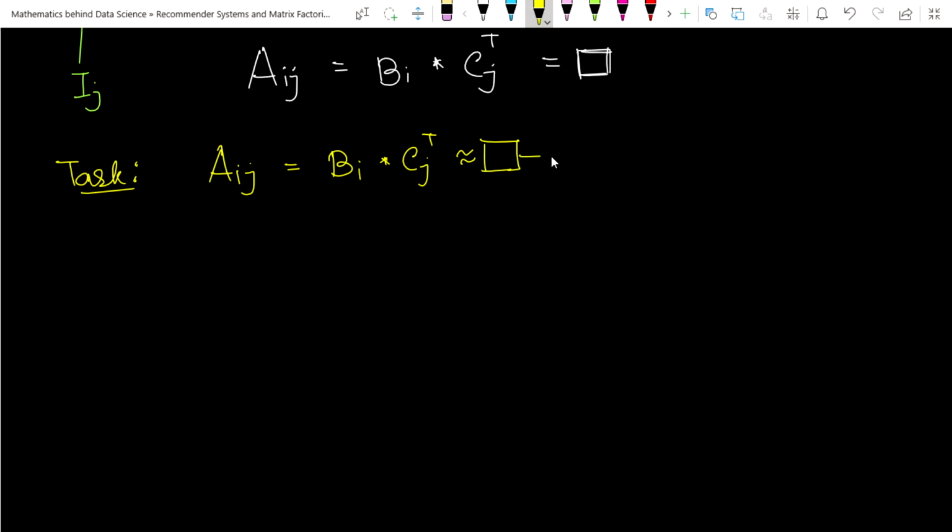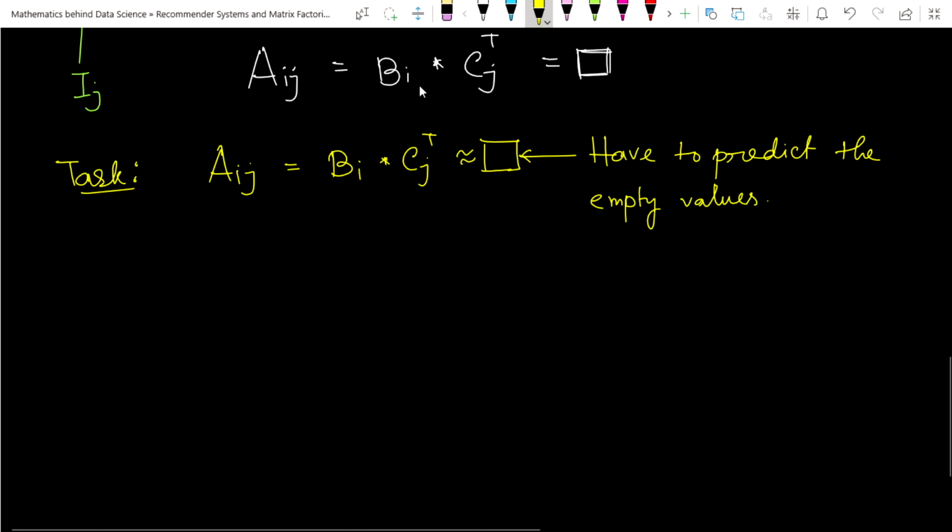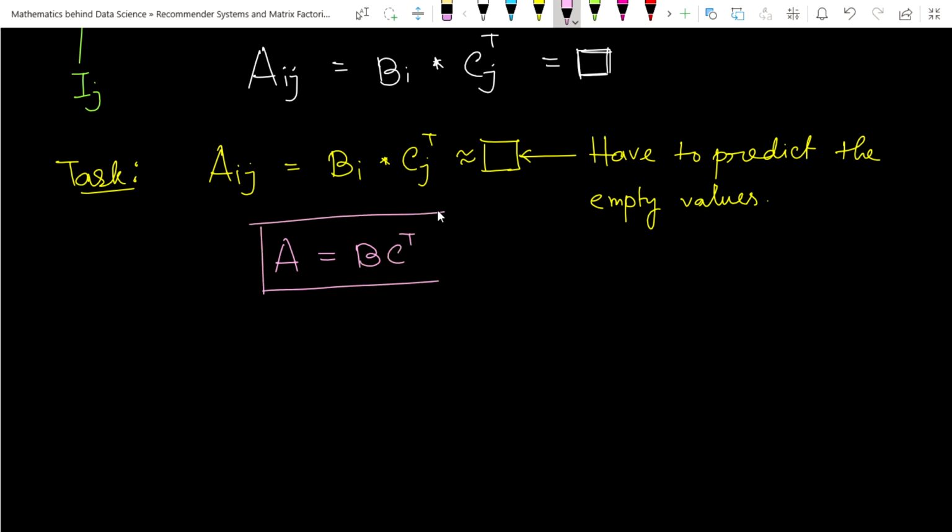Okay, that's the main job we have to do here. So by using these matrix factorizations, we have the matrix A equal to B into C transpose. Because of these reasons we have the transposition. If we combine all the things, then we get this matrix.